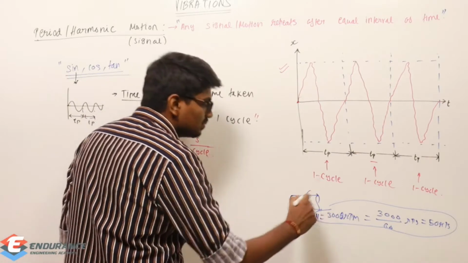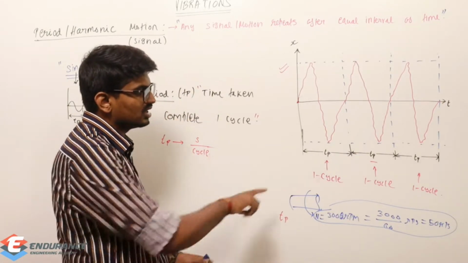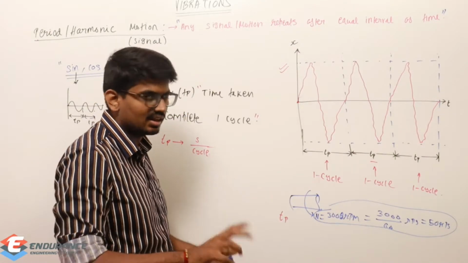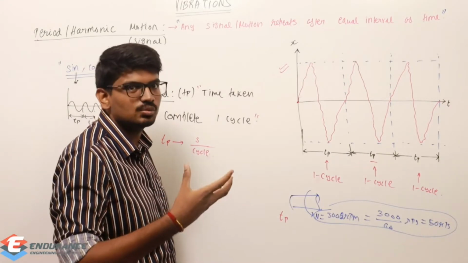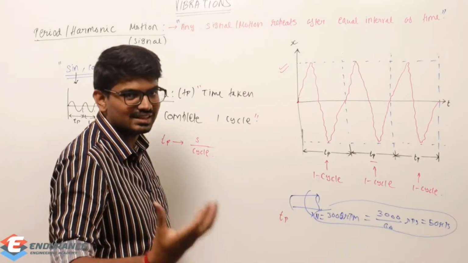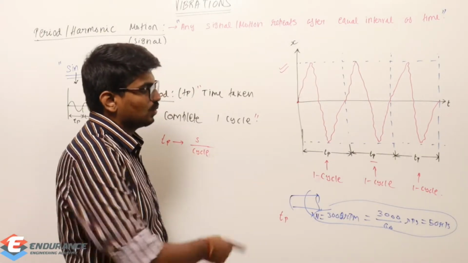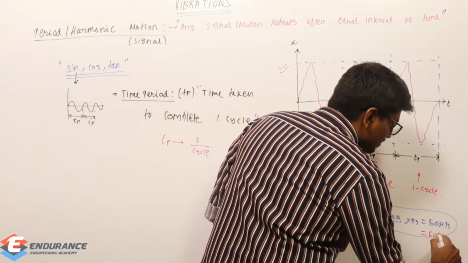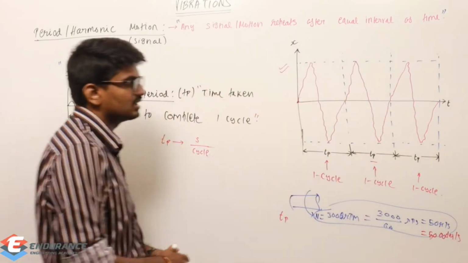How can I find out the time period from this? See, 50 RPS means what? If the shaft completes one complete revolution, let us take it as one cycle. You will have more clarity about why I am taking one revolution as a cycle as we move further. Now listen. One complete cycle is one revolution, so it means it is completing 50 cycles per second.